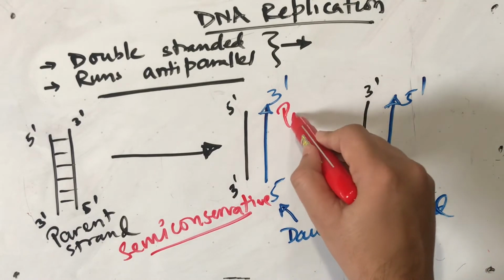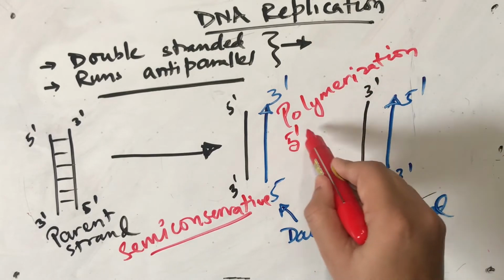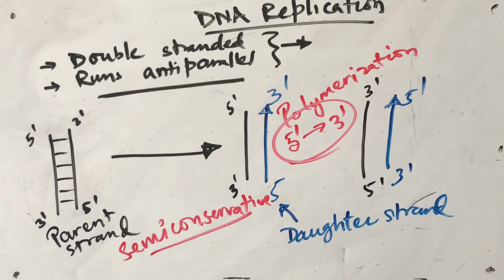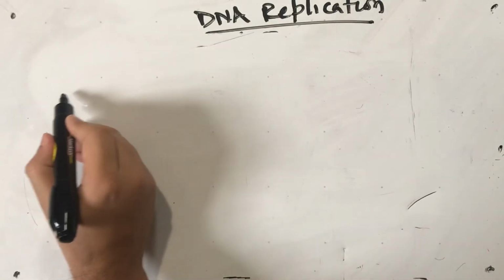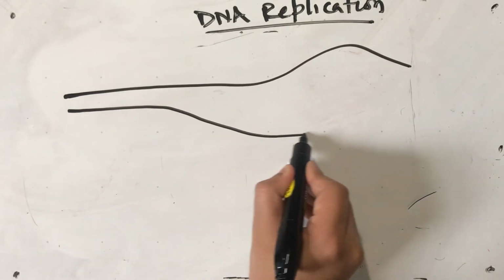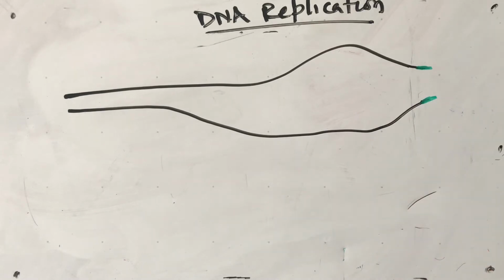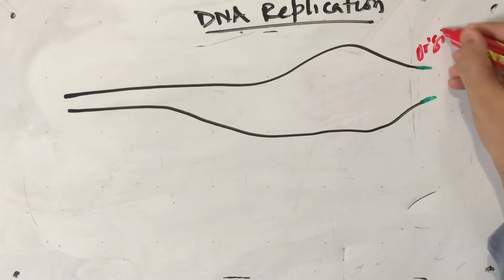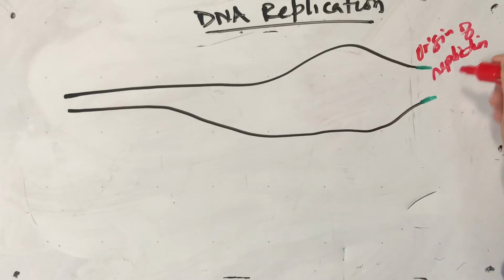So the polymerization is always from 5 prime to 3 prime. Okay, that's important. Let's look at a much more detailed structure of DNA. So let me draw double-stranded DNA. I'm gonna draw it with a green color. It's called origin of replication. So this is basically a sequence of DNA from where the polymerization actually starts.